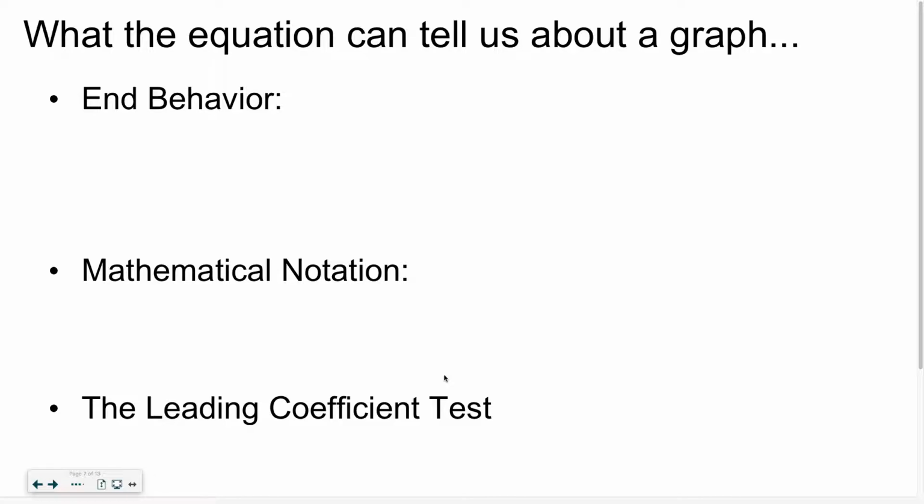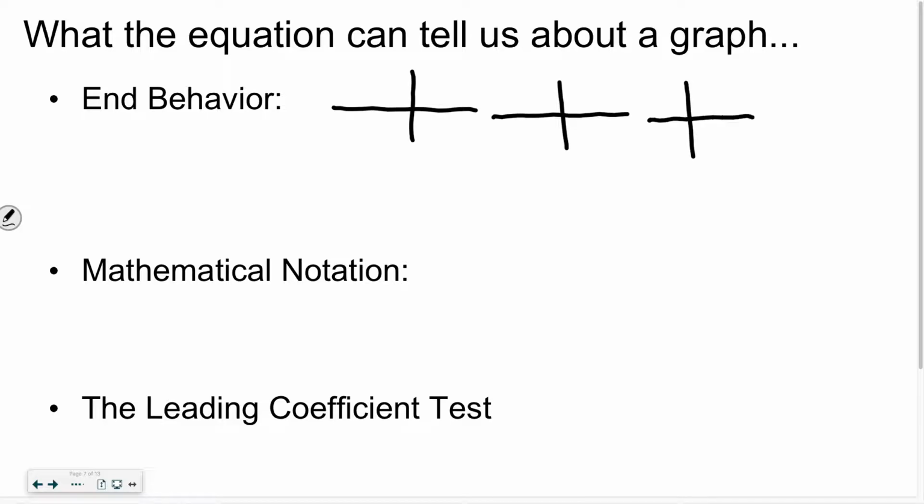A few more things that we can determine from the equation. Okay, there is something called end behavior. End behavior describes how the ends of your graph look. So I'm just going to draw 4 pictures of 4 different polynomials.